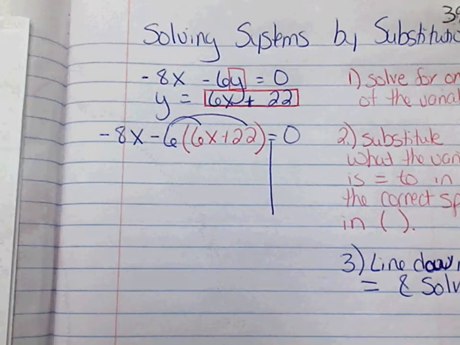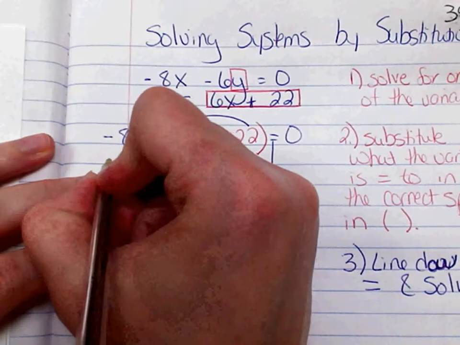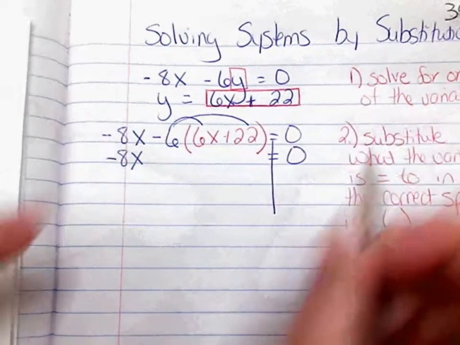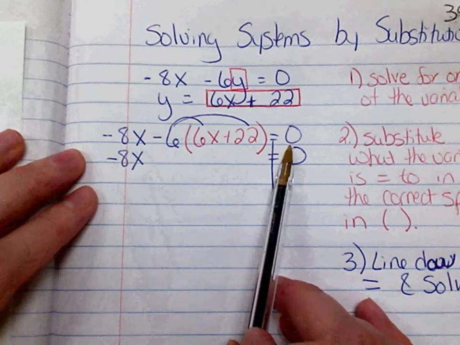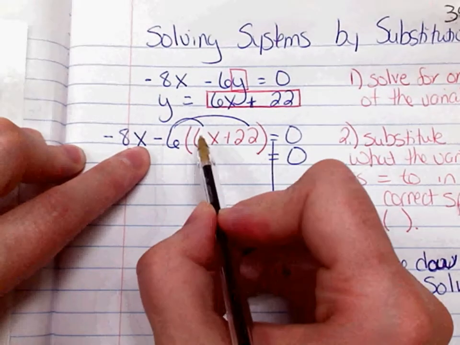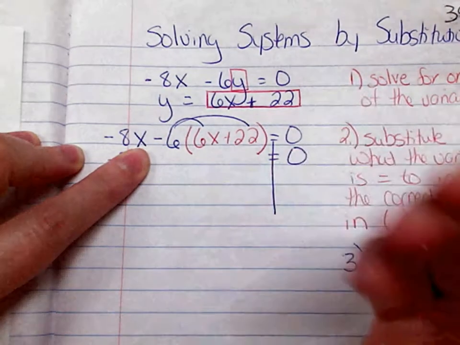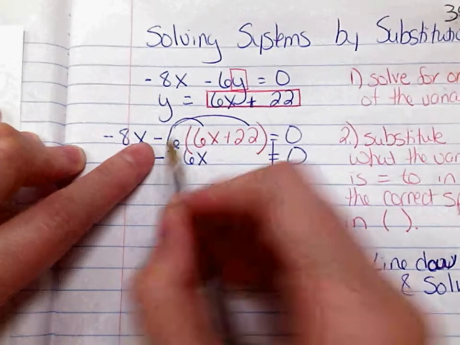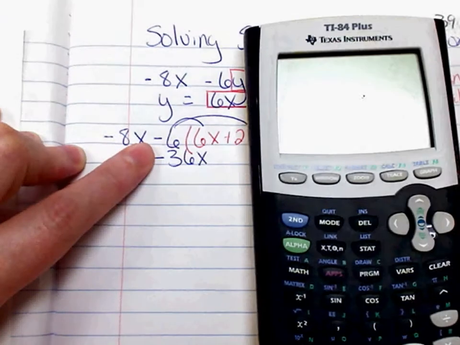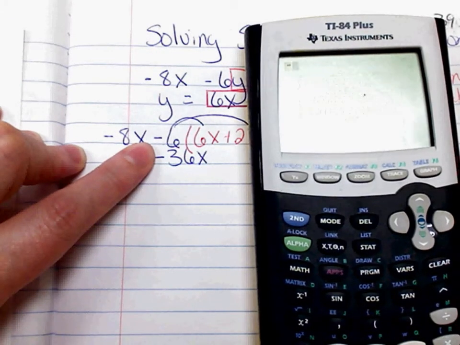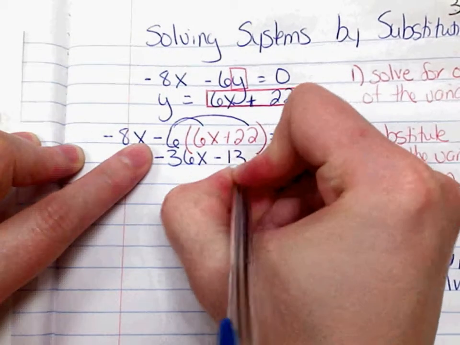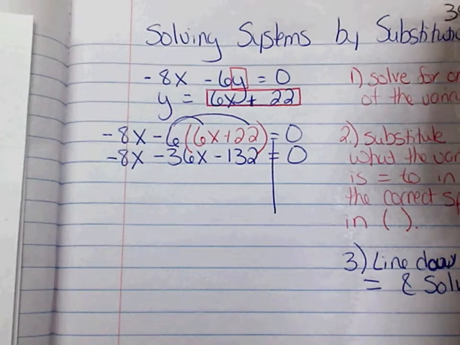So that's going to have to be distributed. Okay, so this negative 8x is going to come straight down. This equals 0 is going to come straight down because we're not distributing to those pieces. So now we're going to do negative 6 times 6x. Put that in your calculator, you're going to get negative 36. Don't forget your x. And then negative 6 times 22. I'm going to need a calculator on that one. Negative 6 times 22 is negative 132. Okay, so we have gotten rid of the parentheses.